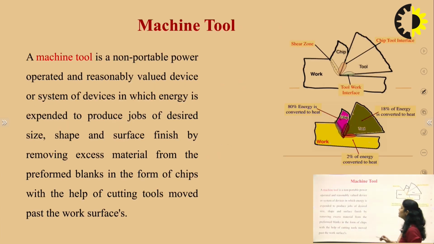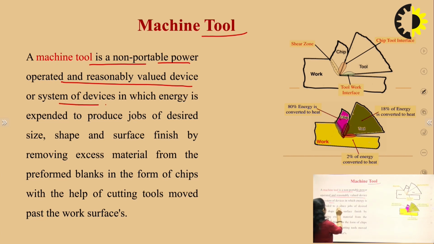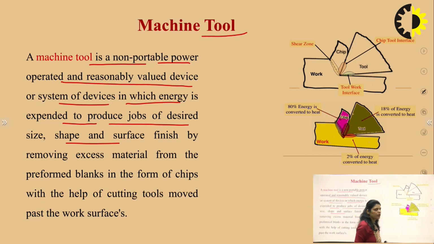Now we come to the machine tool. A machine tool is basically a non-portable, power operated and reasonably valued device or system of devices in which energy is expended to produce jobs to desired shape, size and surface finish. A particular energy is required to provide the shape and size to a work material. There is a difference between the machine tool and the tool.